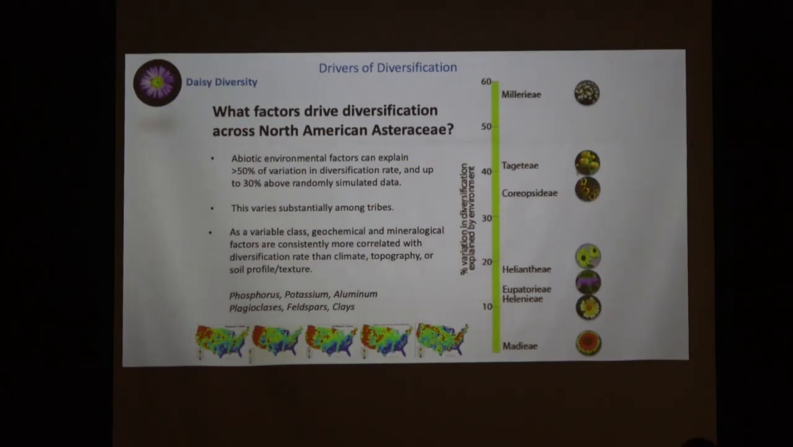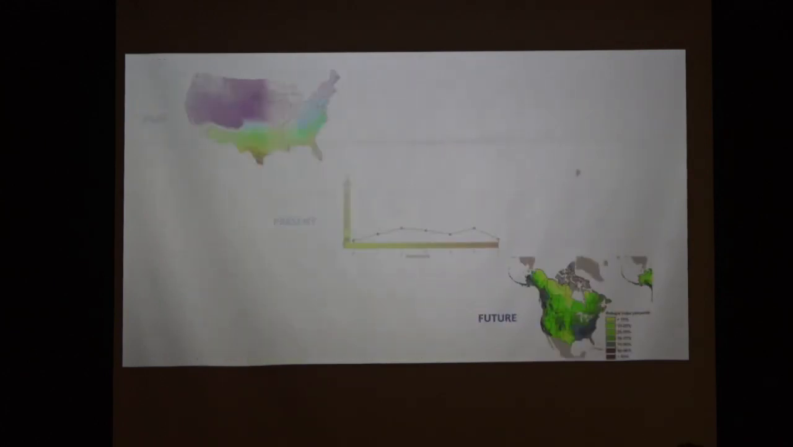Abiotic environmental variables, so clays and soils and things, not competition with other plants and animals, seem to be what's driving this diversity. So that was just a dive into the sorts of things that we can do with data in the present, and how we can ask questions about how and where plants are distributed across the landscape in the present using these big data sets.